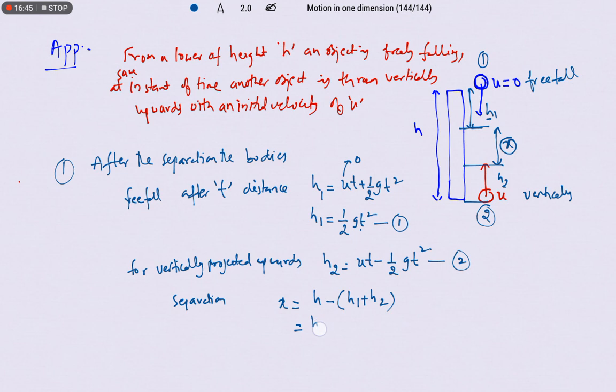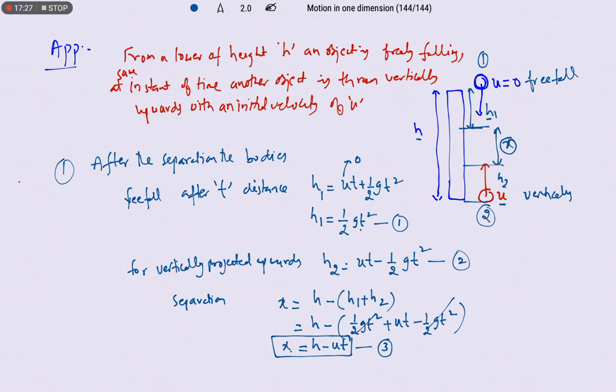Let us substitute the values. h minus (h1 plus h2). What is h1? Half gt square plus ut minus half gt square we can write. So half gt square gets cancelled. The separation between the bodies after t seconds will be h minus ut. So this is the separation. That means with the help of the initial velocity of the second object, the height of the tower and the time taken, we can easily find the separation between the two bodies after t seconds under this scenario.